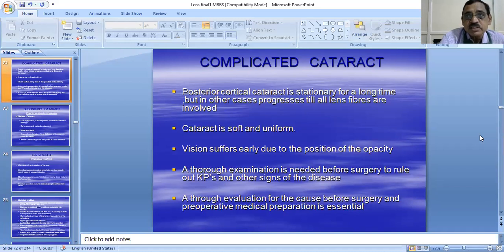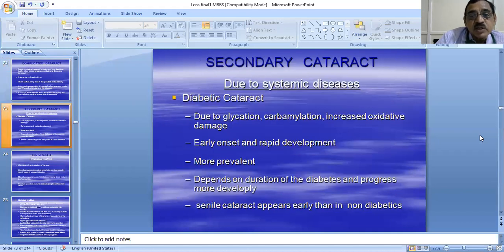A thorough examination is definitely necessary before surgery to rule out the diseases which cause the cataract formation, and to treat them prior to the cataract surgery. Suppose there is an iridocyclitis, it is mandatory that you treat it with corticosteroids for at least around 3 months, and the eye must be quiet for at least about 6 weeks prior to the surgery. A thorough evaluation for the cause and preoperative medical preparation is always essential in complicated cataract. And we have the secondary cataracts.